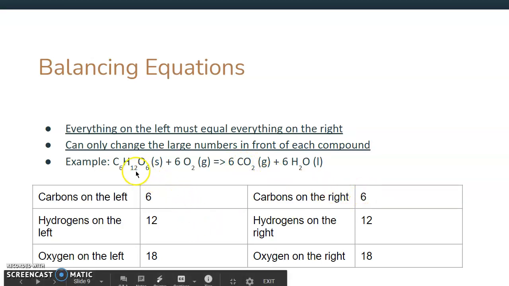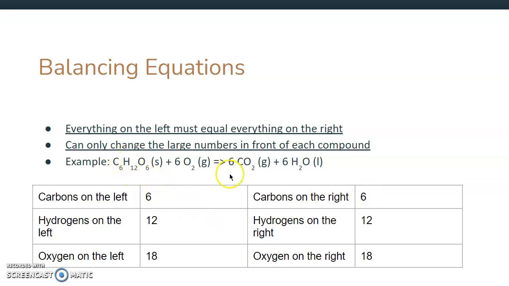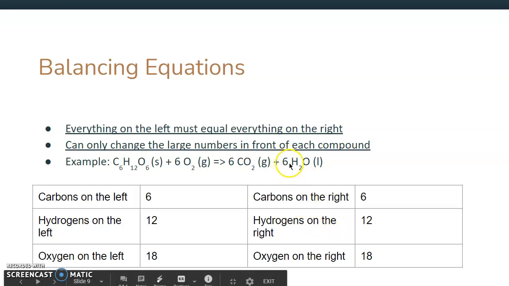Then we can look at hydrogens. We have 12 hydrogens over here, and our hydrogen over here is H2. So to make sure we have 12 of them, we have to multiply the front by 6. So hydrogens on the right is now going to be 6 times 2 to get 12. So we have 12 and 12.